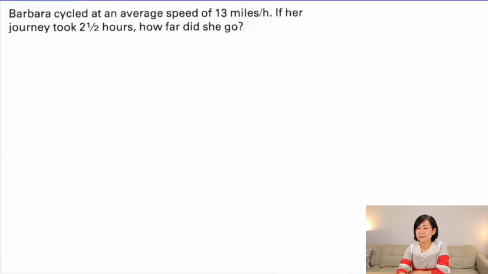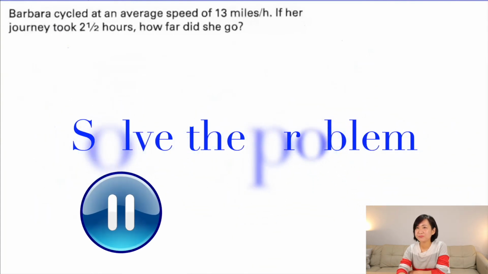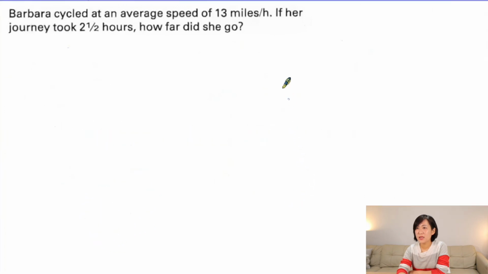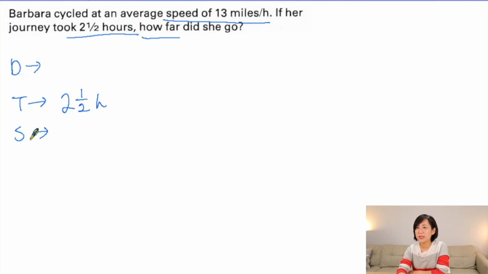Well done. Now again, read the question and then find out the missing value. Go. Now let's see. So average speed is 30 miles per hour. Then the journey took 2.5 hours. How far? So now DST, that we know we are looking for. The question is asking you to find how far. So we know the time is 2.5 hours. Then speed is 30 miles per hour.